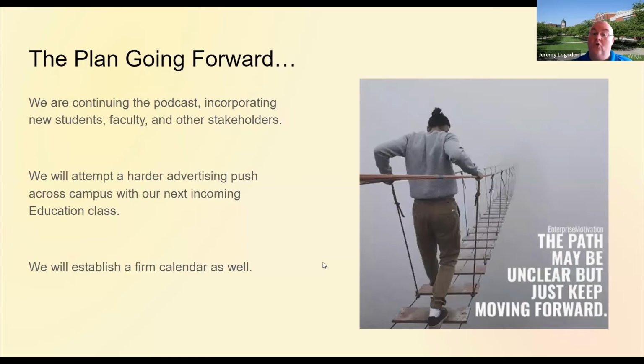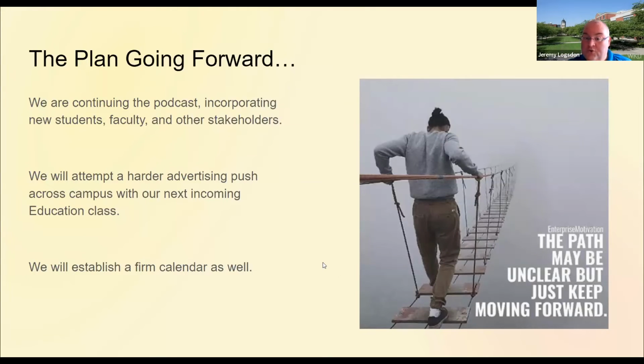So my plan going forward, I am continuing the podcast. I have another education class that I'm co-teaching this fall. We're going to keep doing the podcast. We're going to incorporate these new students, and I'm going to start bringing in faculty and other stakeholders. Our dean has already said she is on board to be in a podcast. I'm hoping I can get our university president involved. And we're going to start pushing our advertising a lot harder for the coming up.